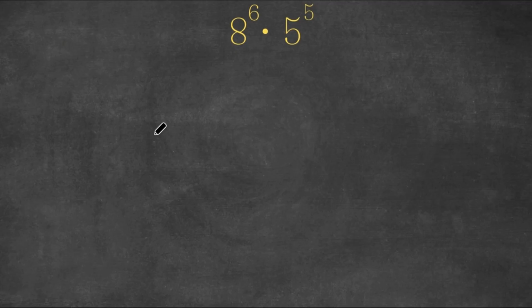In today's video, I'm going to be teaching you guys how to solve this exponential problem without a calculator. So we have 8 to the power of 6 times 5 to the power of 5. We're first going to rewrite 8 to the power of 6 as 8 to the power of 5 plus 1, and multiplying this with 5 to the power of 5 still.